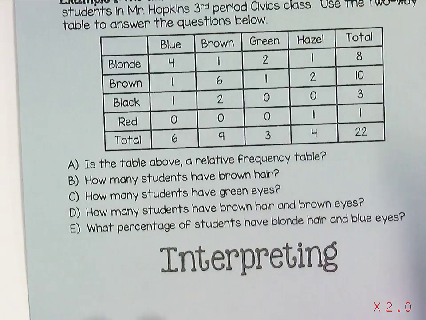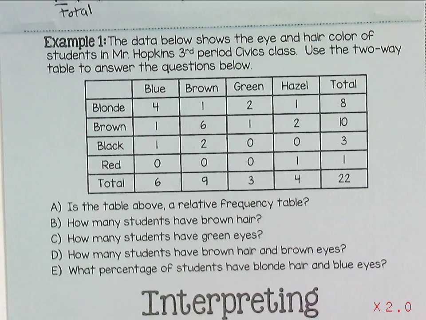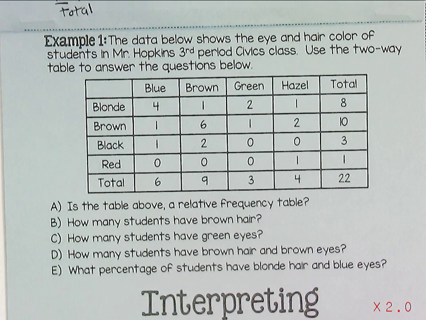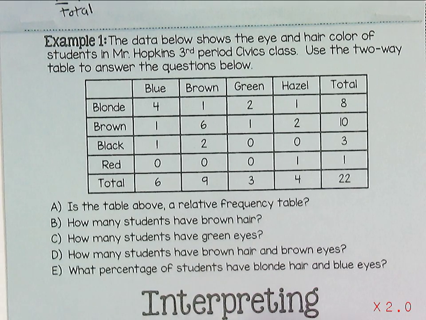So let's go down to our first example here. It says, the data below shows the eye and hair color of students in Mr. Hopkins' third period civics class. Use the two-way table to answer the questions below. So as you can see, this is all completed here, ready for us to work with it, and we have some questions down here to answer.